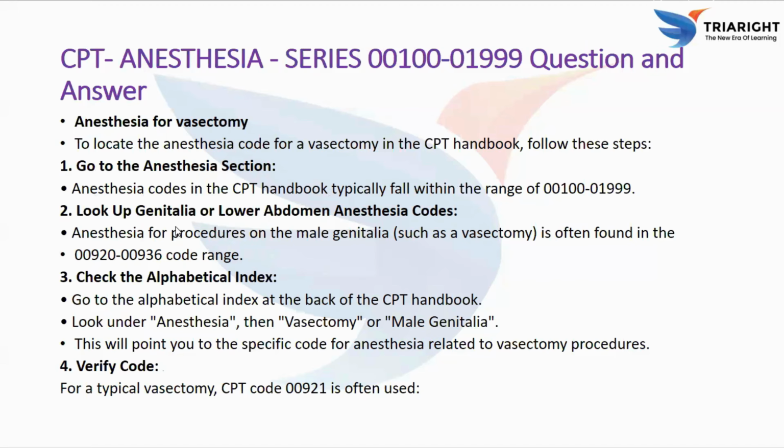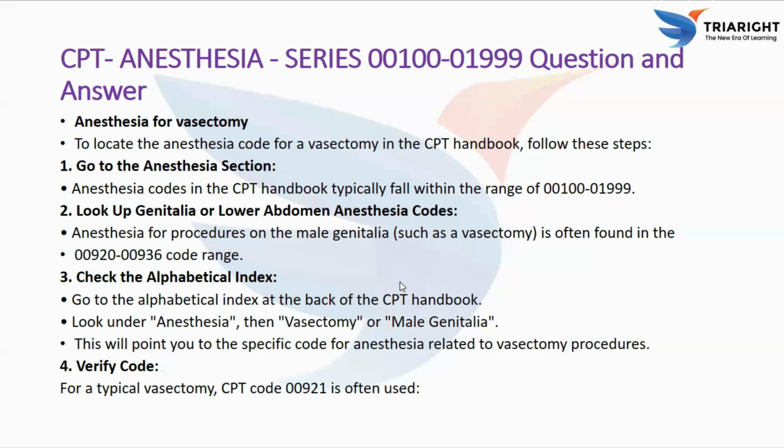Step 2 is you have to identify the body area. So look up genitalia or lower abdomen anesthesia codes. Vasectomy is a procedure on the male genital organs, right? So anesthesia codes for male genitalia usually fall under 00920 to 00936 code ranges. Anesthesia codes are always grouped by body part, but not by disease.